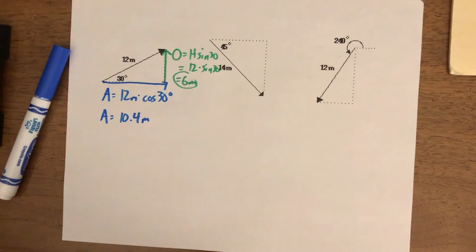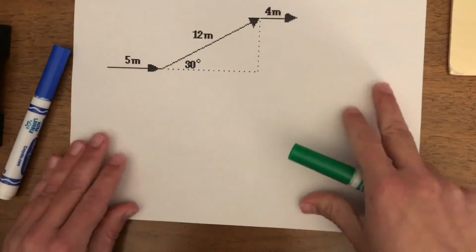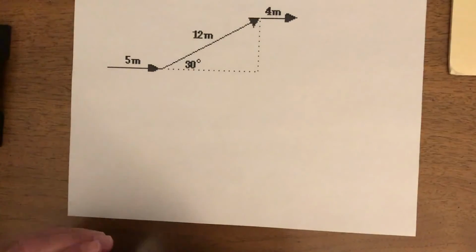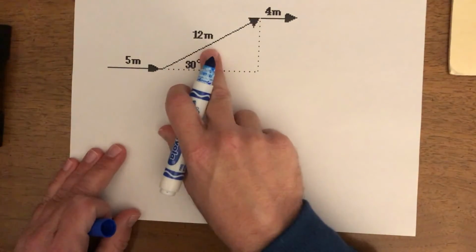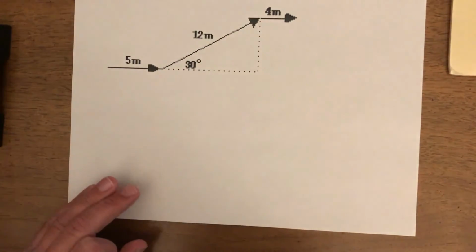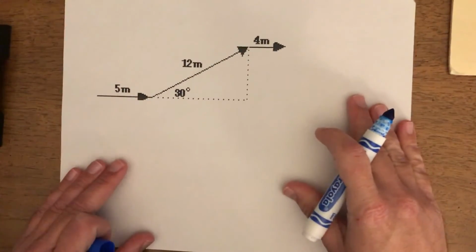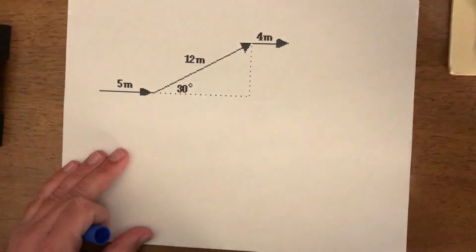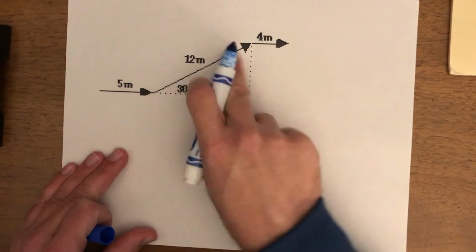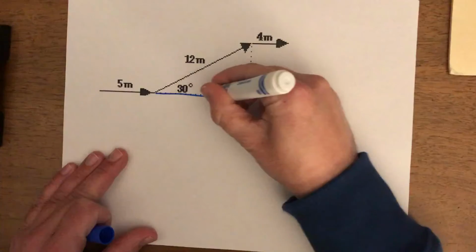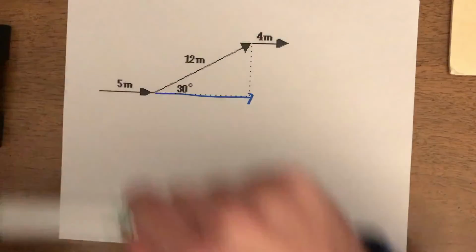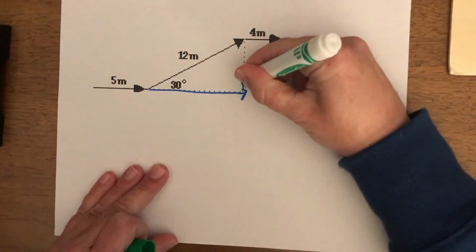Let me do one example of number 4, and then that will be it. So here, they want us to add up the 5 meters, the 12 meters at an angle here, and the 4 meters. This is going to involve all of our techniques rolled up into one. So we've got to put all of these together. Before we can add in this 12 meters, we've got to bust it apart. We've got to resolve it into its components, as we call it. So let's find its two sides.